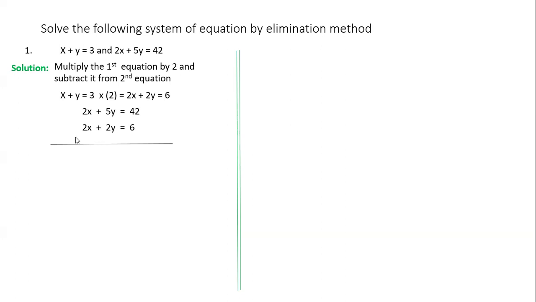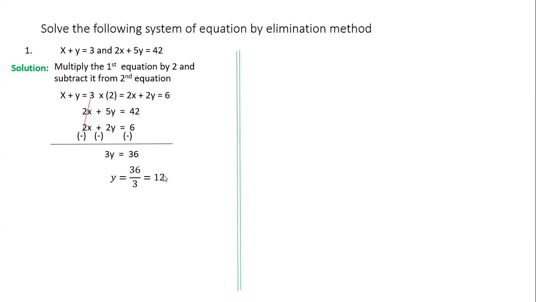When you are going to subtract it, you have to change the signs of the terms in the second equation. So it is positive, it will become negative. This is also positive, it will become negative. This is also positive, it will become negative. Okay, 2x minus 2x, this should get cancelled. Plus 5y minus 2y, 5 minus 2 is 3. It becomes 3y. And 42 minus 6 is 36. Okay. Now divide. y is equal to 36 divided by 3 is equal to 12.